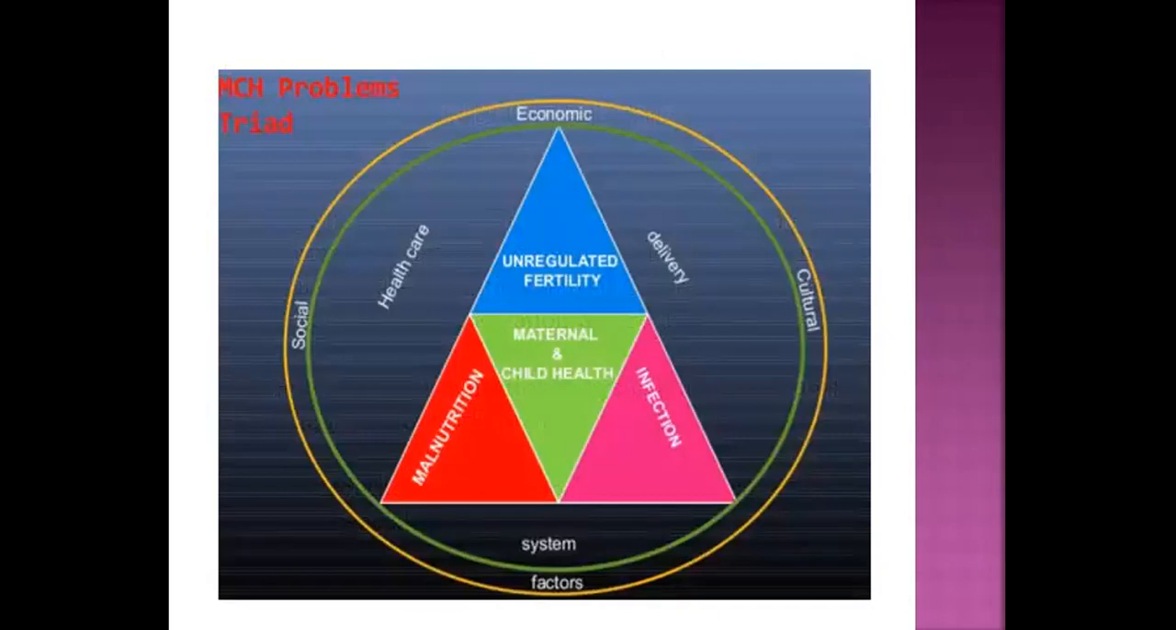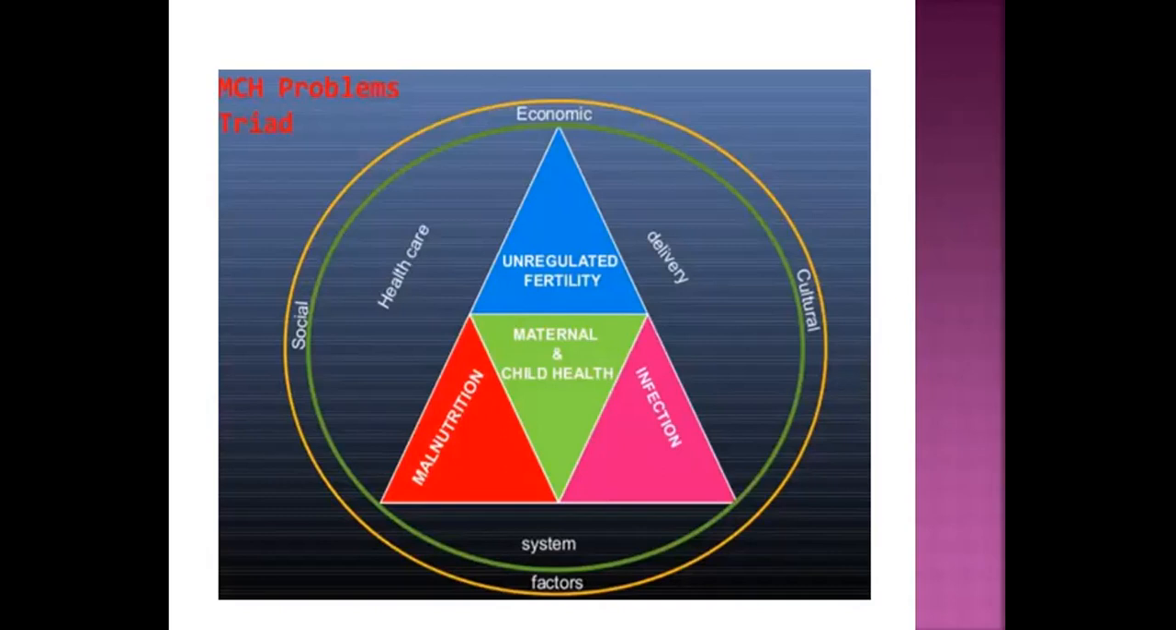Now, MCH problems according to the triad. The triad affecting maternal and child health includes unregulated fertility and infection, including various infections of mothers such as syphilis, TORCH infection, and German measles during pregnancy, which affect the growth of the child. Malnutrition also affects children, who develop various diseases and infections.